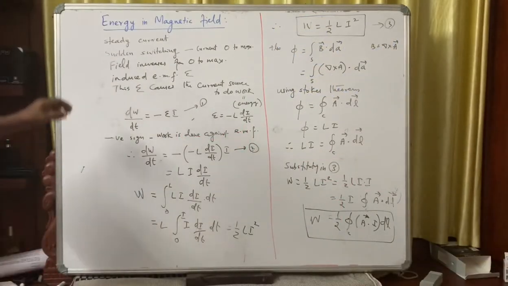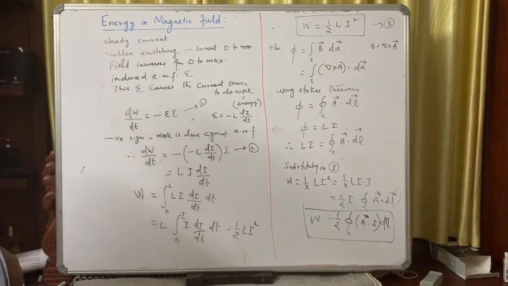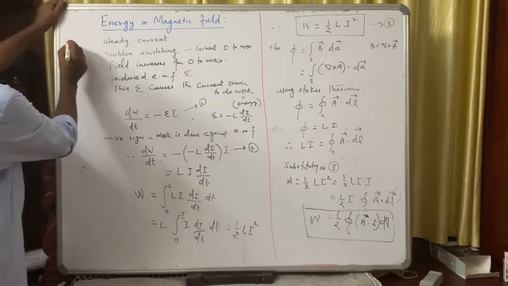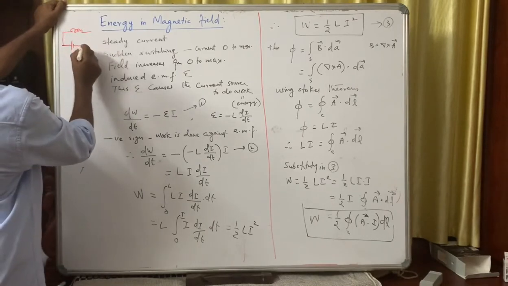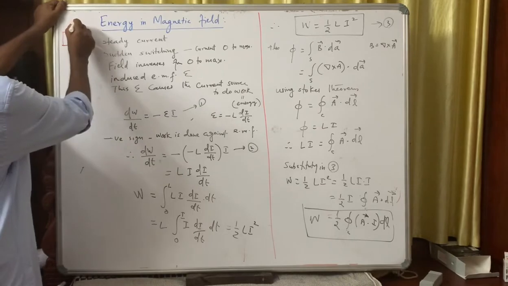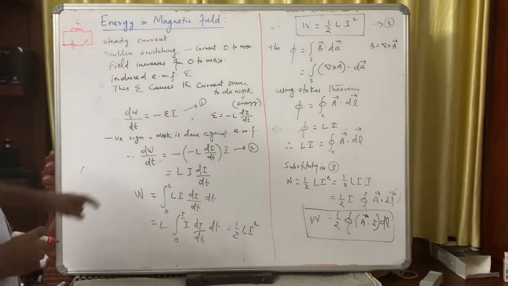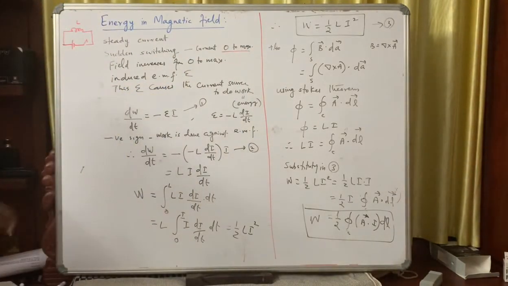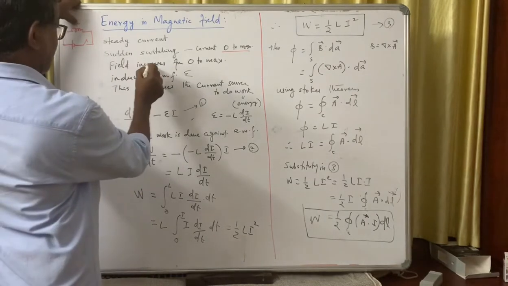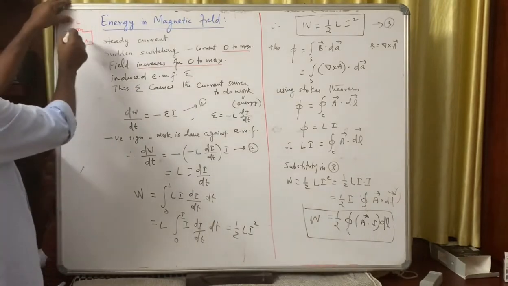So imagine a steady current. We are discussing the energy in magnetic field. Imagine a steady current, and a sudden switching of this switch, current increases from 0 to maximum. So the magnetic field increases from 0 to maximum. So an EMF is induced.